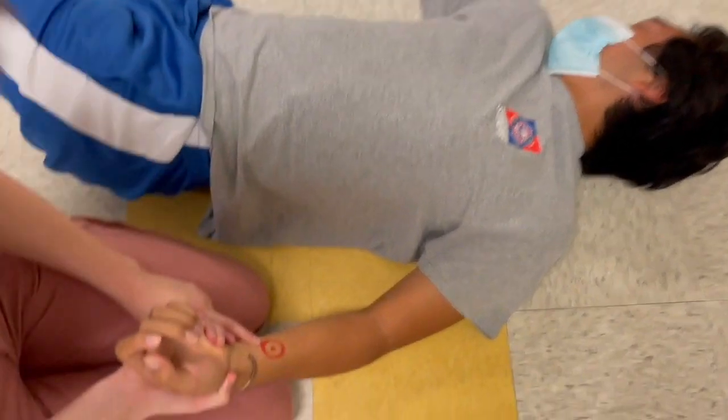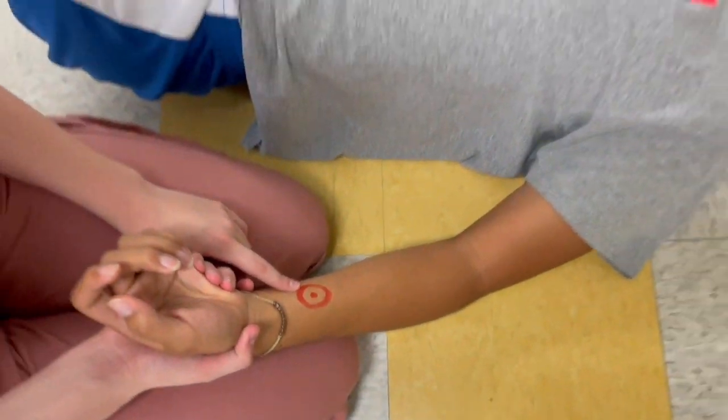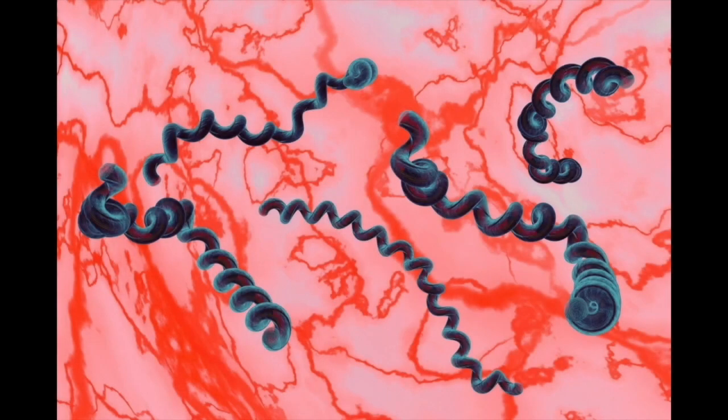Guys, look, there's a bullseye rash on his arm. Maybe it's some harmful bacteria? I think we should take a closer look. I see plenty of bacteria. That looks like Borrelia, and it just so happens to be the leading cause of Lyme disease.